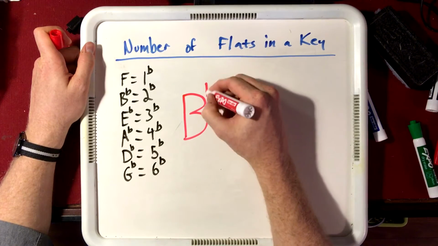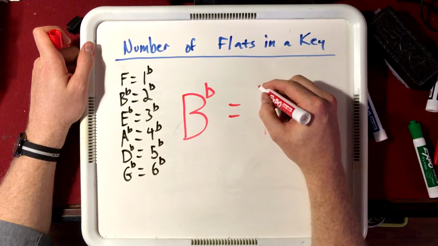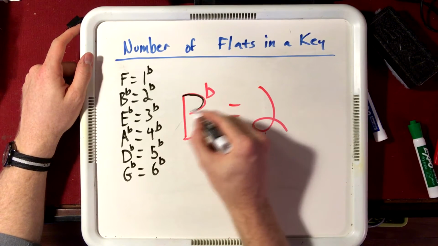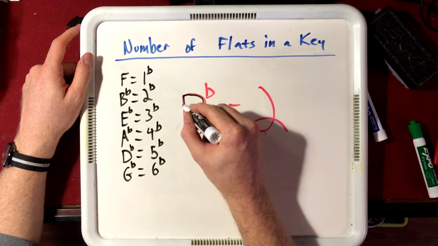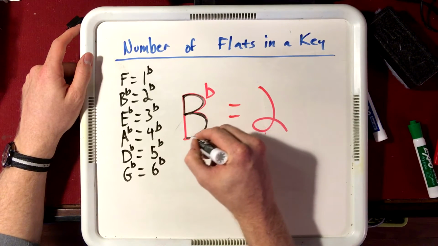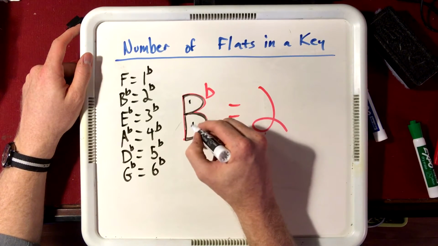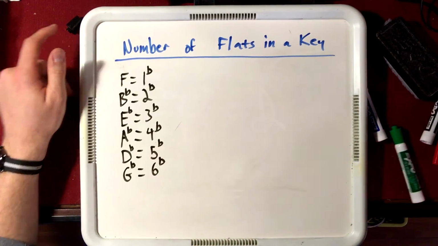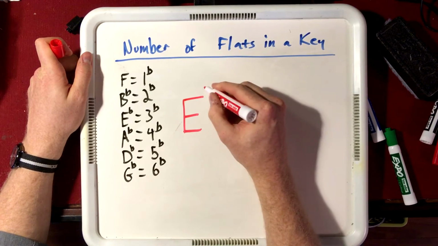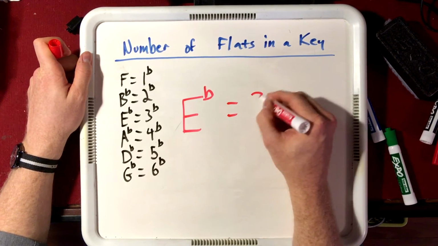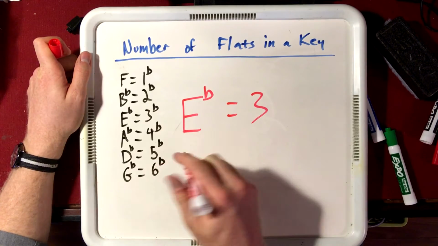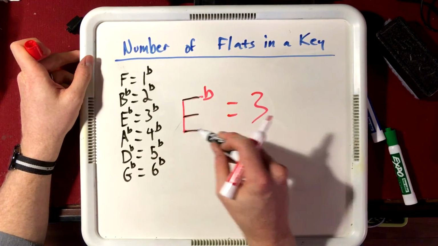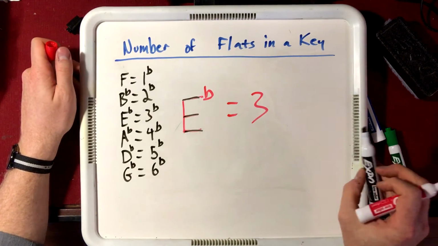B flat has 2 flats in it. If you look at the B flat here, it's got 2 bubbles right here. These 2 bubbles. Okay, so I think of this as like 1 and 2. There are 2 flats. Pretty simple. E flat has 3 flats. What else does this E have? It's got 3 lines here. 1, 2, 3. 3 lines, 3 flats.